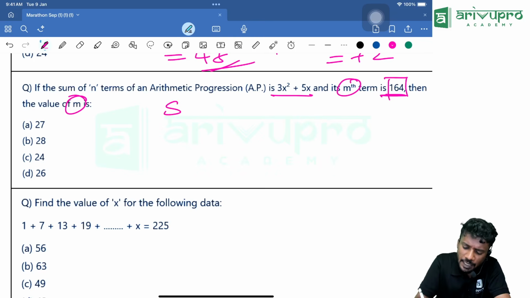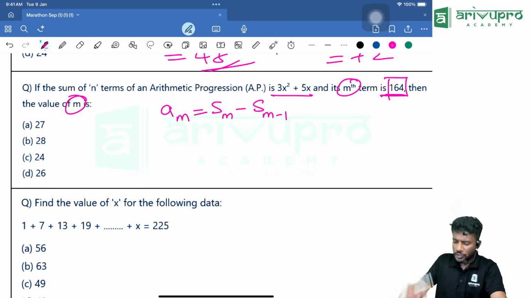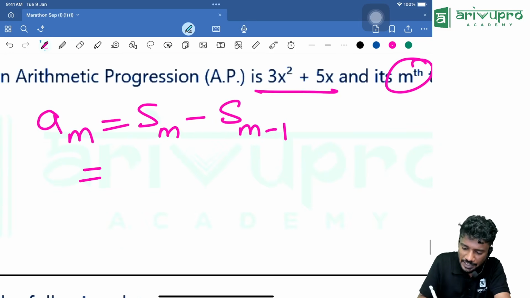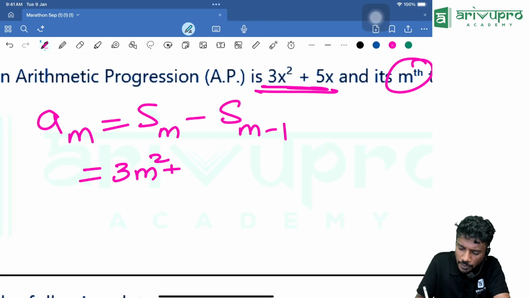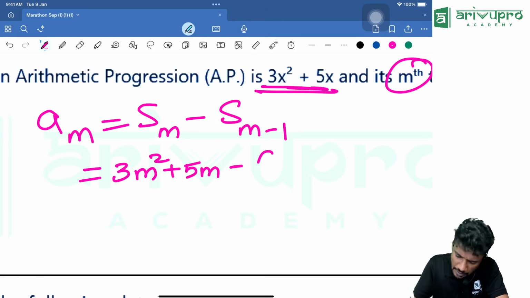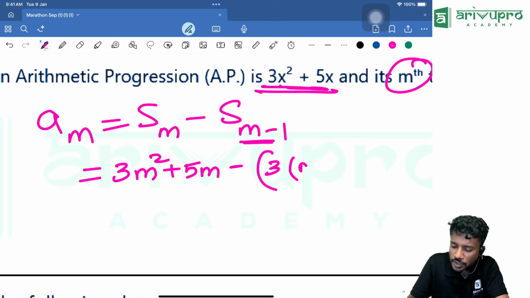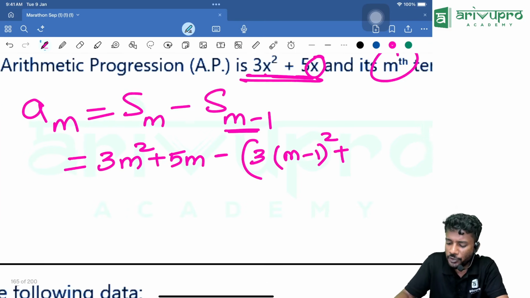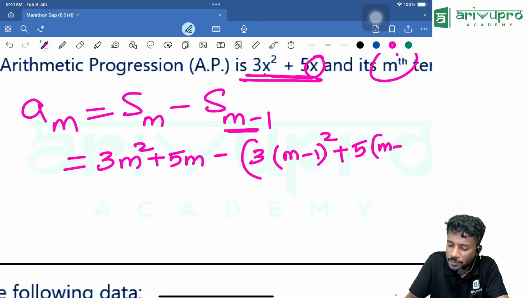Can I say mth term is nothing but Sm minus Sm minus 1? Am I right? Yes. So instead of Sm, you will put what? The first one, 3m square plus 5m. Am I right? Minus of, instead of x you will put 3 into m minus 1, the whole square, plus instead of x what are you putting? M minus 1.